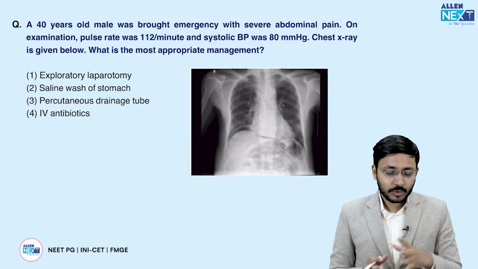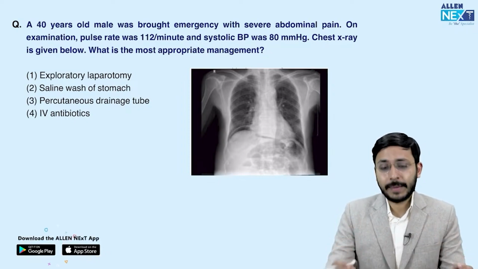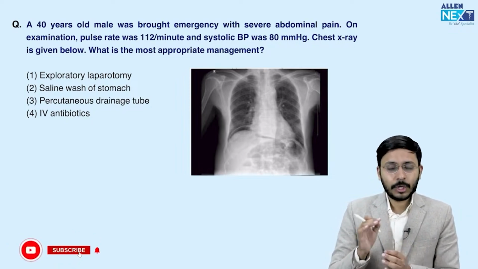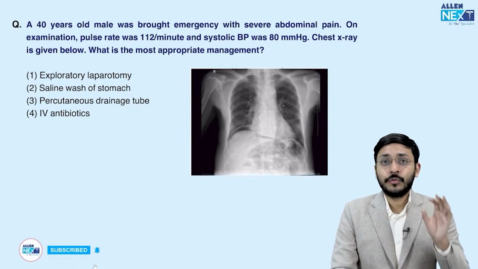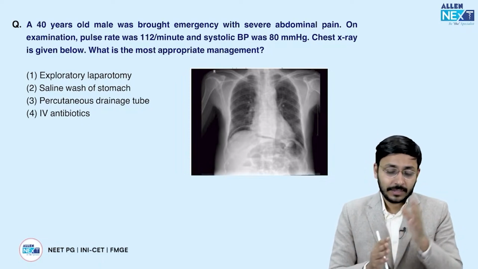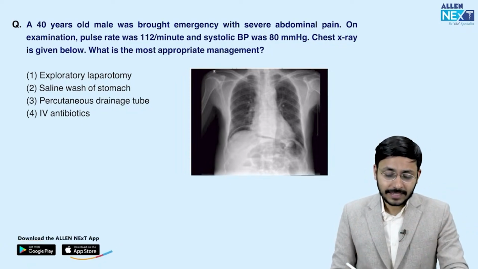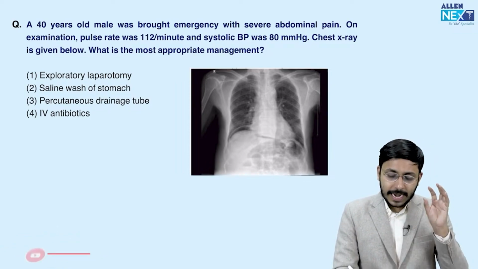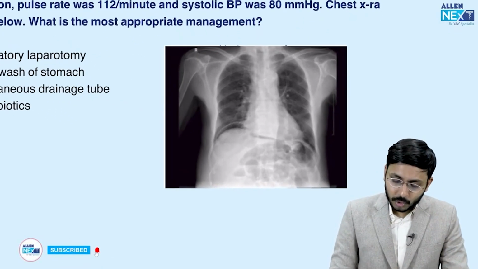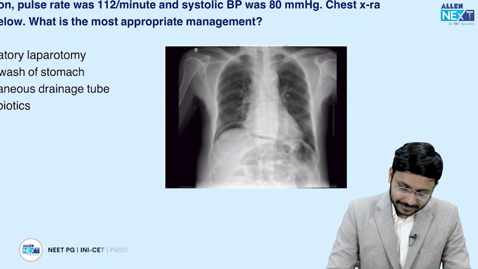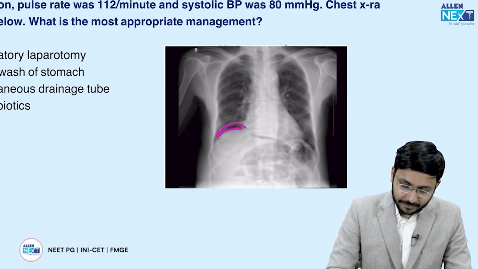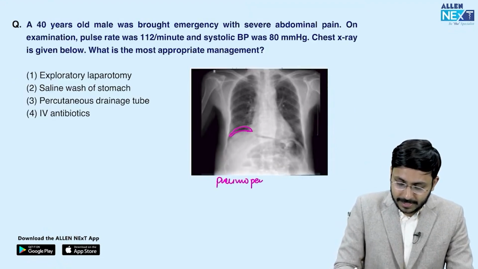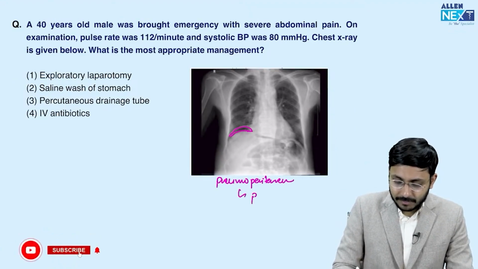A 40-year-old male was brought to the emergency with severe abdominal pain. On examination, the pulse was 112 per minute and the systolic BP is 80 mmHg. So we know that he is hypotensive. The patient has tachycardia. So the patient has hemodynamic instability, and a chest X-ray is given below. So what do we see on a chest X-ray? We see air beneath the diaphragm, this crescent-shaped air under the diaphragm, or pneumoperitoneum, and this tells us that there is some perforation.